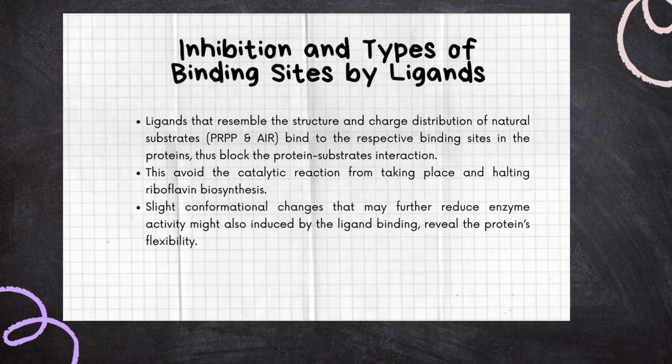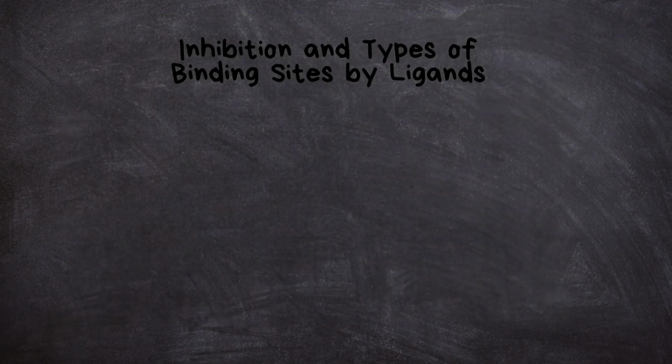Ligands that mimic the structure and charge distribution of the natural substrates, which are PRPP and AIR, attach to the protein's respective binding sites, blocking the protein substrate interaction. This prevents the catalytic process from occurring and thereby interrupts riboflavin production. Slight conformational changes caused by ligand interaction may also limit enzyme activity, revealing the protein flexibility.